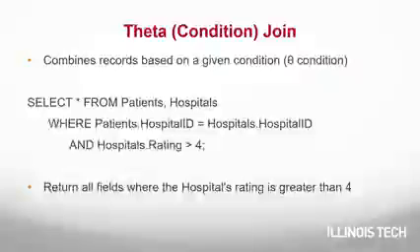So, for example, suppose we want to match patients to hospitals where the patient is in that hospital and the hospital is a good hospital. So the hospital rating has to be higher than a certain number. So we might say, well, match patients to hospitals where the patient hospital ID equals the hospital ID. So the patient has been in that hospital and the rating of the hospital is greater than 4. So this is a more complex condition. It's not simply an equality condition.